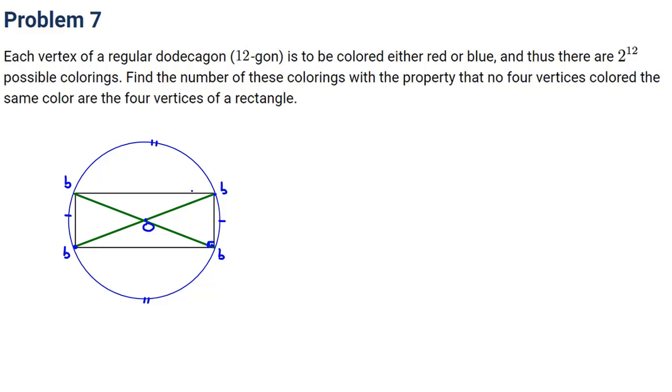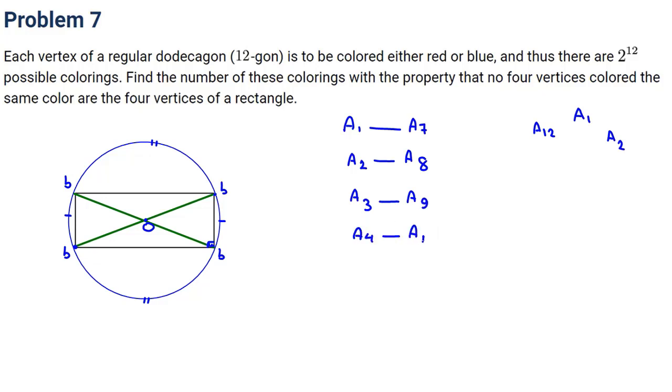So we should pay attention. How many diameters are there? Look, one diameter is A1 connected to A7. The next diameter is A1, A2 clockwise up to A12. Opposite to A1 is A7, so the diameters are A2 to A8, A3 to A9, A4 to A10, A5 to A11, A6 to A12. Okay, we have six diameters.